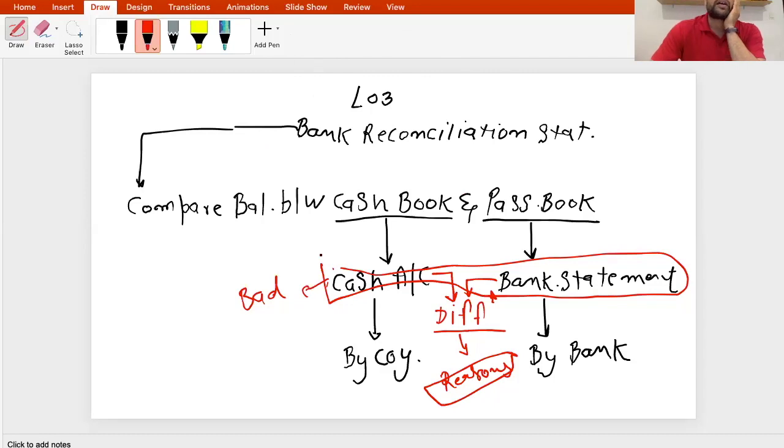Okay, so if there is an imbalance between the cash account and the bank account, which is bad for the business, because the company will be involved in making wrong decisions, right? So in order to minimize or remove that difference, we prepare a bank reconciliation statement, right? That's the purpose of the bank reconciliation statement. Okay. So now we move on to the next.